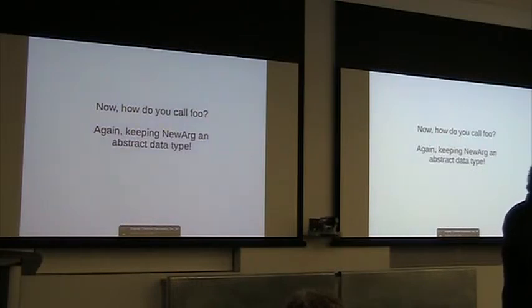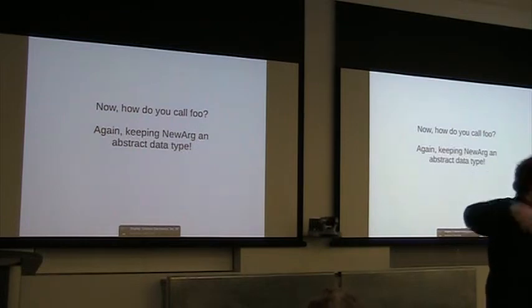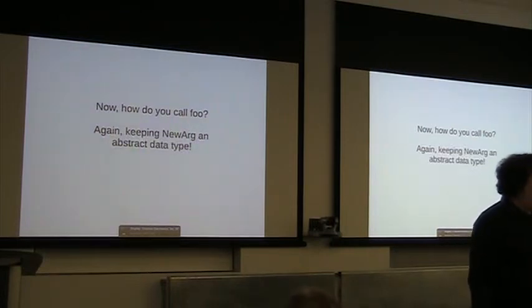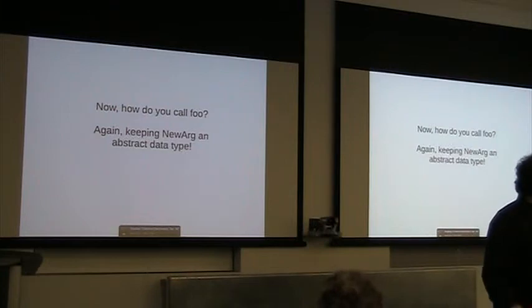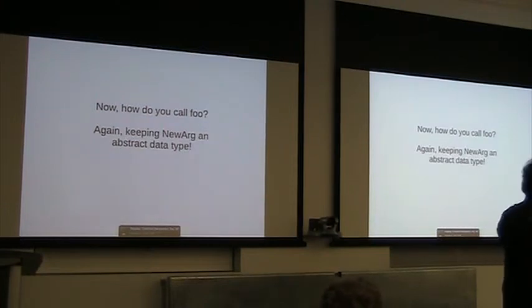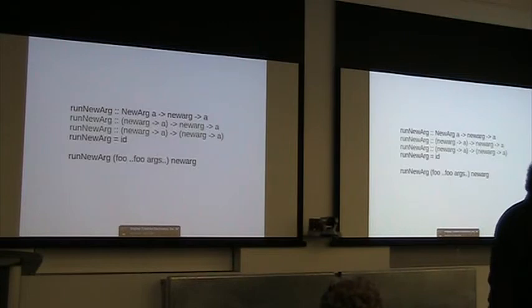So now, the other problem is, how do we call foo? Way up at the top of the stack, when we want to kick this whole thing off, how do we call foo? We have the magic value we want to pass all the way down to Baz. How do we stick it in? How do we start the whole chain of functions kicking off?